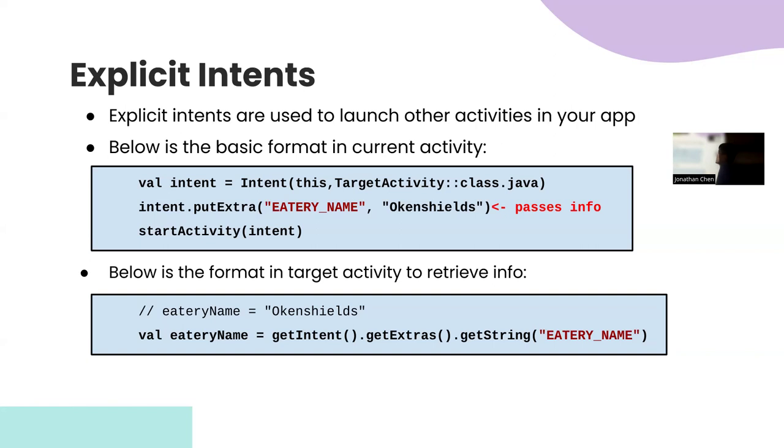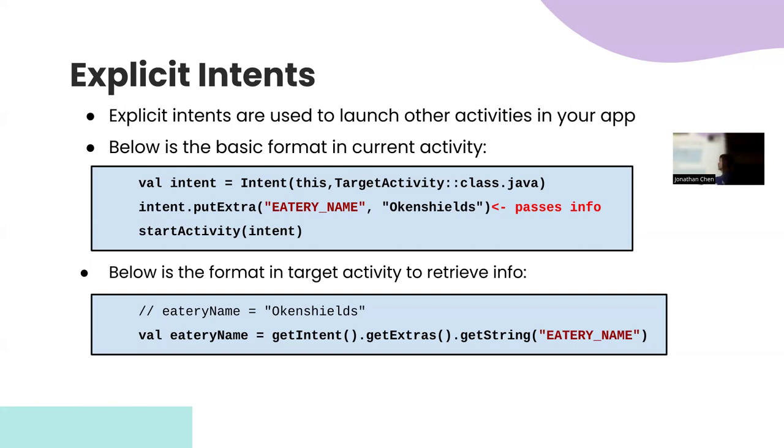Yeah, and then for extras, you can see down there, it's intent.putExtra. Let's say you want to navigate within your app, but you want to add some extra additional information. Like let's say you have Instagram and you want to navigate to a person's profile, but you don't know what the username of the profile is. You would need to pass it in as an extra. That's an extra parameter for your intent. And it's a key value pair there. So the first one is the key, so that'd be username, eatery name, whatever. And then the actual value is the second parameter there, OpenShields. And so when you finish all that, you're going to call startActivity, and that's going to actually perform your navigation.